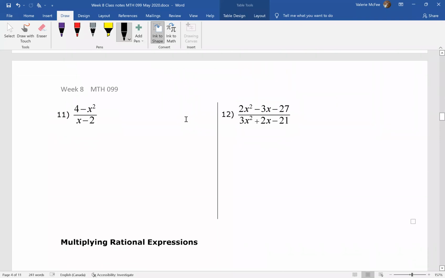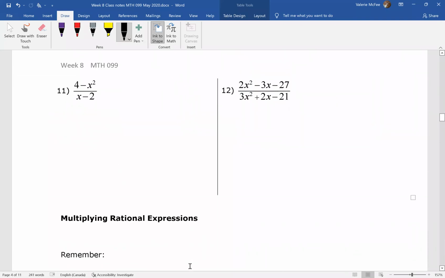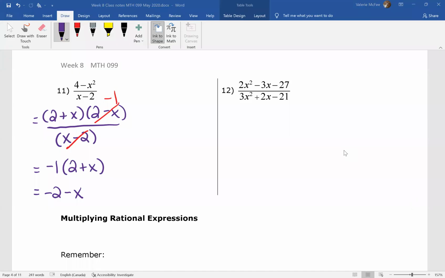Two last questions for you to practice. Pause your video, write these in simplified form, find any restrictions. You should have noticed in question 11 that we had opposite factors. When we divide those out, it equals -1. Again, you may be asked to leave your answer in factored form. If not, open the brackets and distribute the -1. When we're finding restrictions, we're just looking at the denominator. We see that x cannot equal 2.